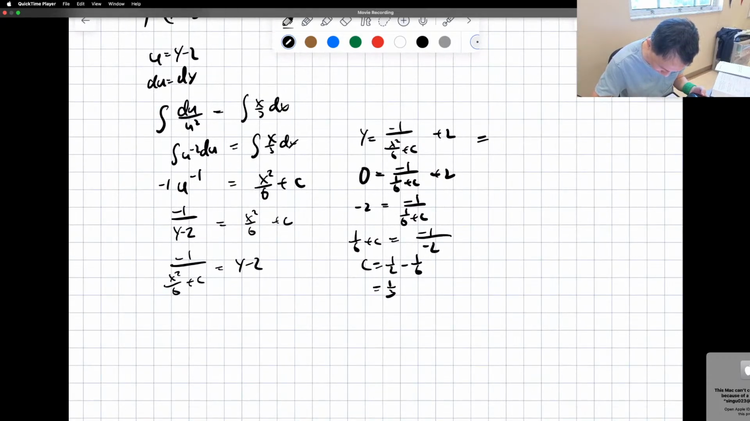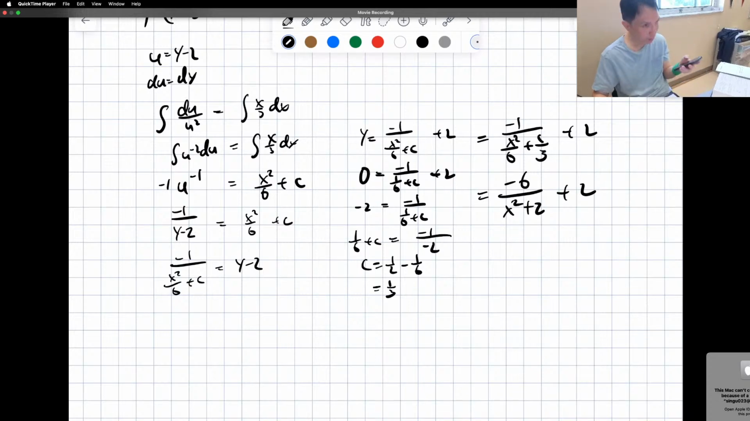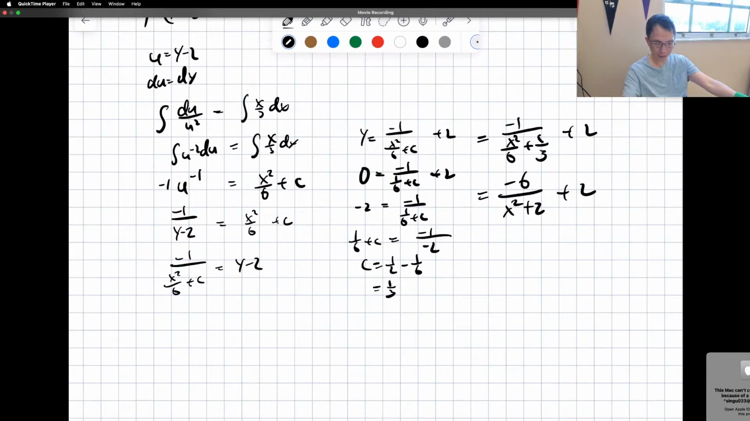If you plug in at this moment, I think you should get all the points. I don't know if I made a mistake. I multiply 6 top and bottom. That's going to give you negative 6 over (x squared plus 2), plus 2. I think that's what I got. I don't know what the answer is. Scoring guideline. That's right. It's just a lot of solving, a lot of algebra.